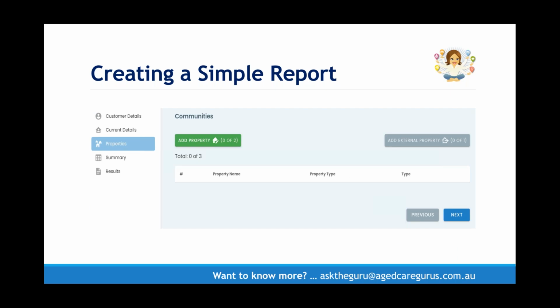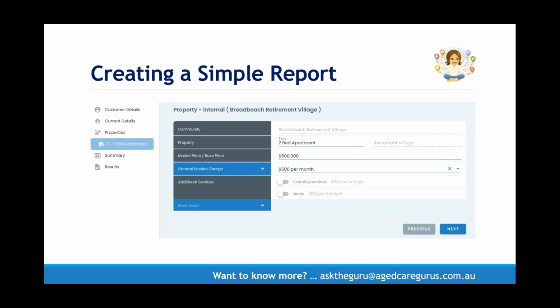So like I said, you can either go through the customer details and current details screens by clicking next, or you can just jump straight to the property. Obviously, it needs a property in order to produce a report. So this is perfect for people who want to produce a report about a particular unit in a particular village, and they just want to show the customer what that looks like. And that might be because there's payment options or whatever it is that they're trying to show. So just as you normally would, you click on the Add Property button and you provide the property details.